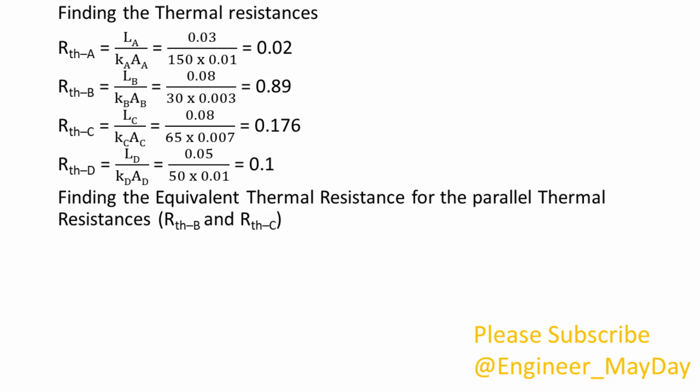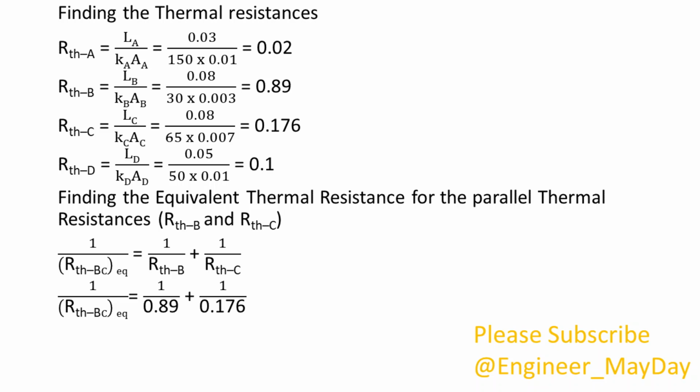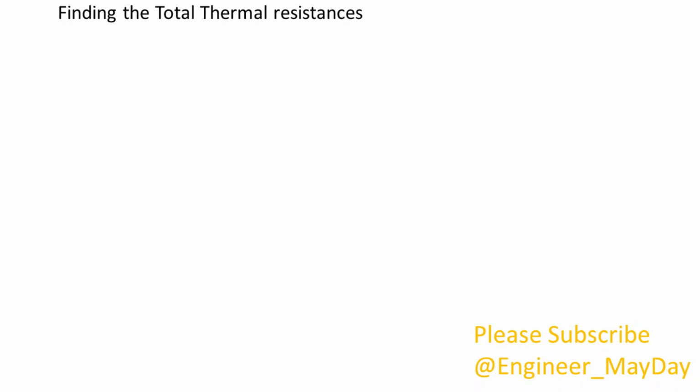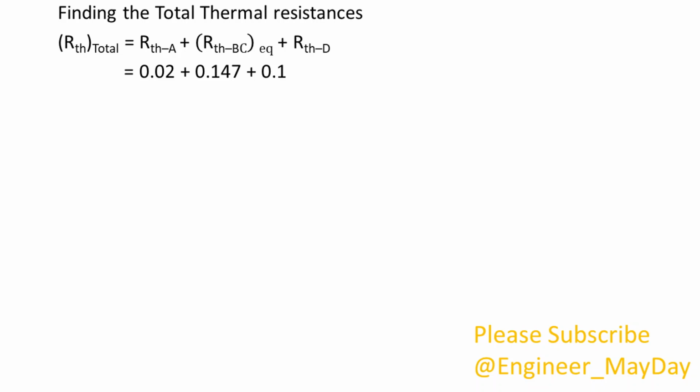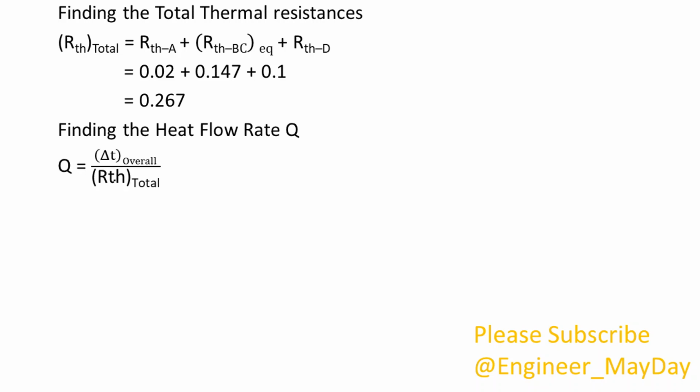Finding the equivalent thermal resistance for the parallel thermal resistances. Equivalent thermal resistance BC equals 0.147. Finding the total thermal resistance, which equals 0.267. Finding the heat flow rate Q, which equals 1273.4 watts.